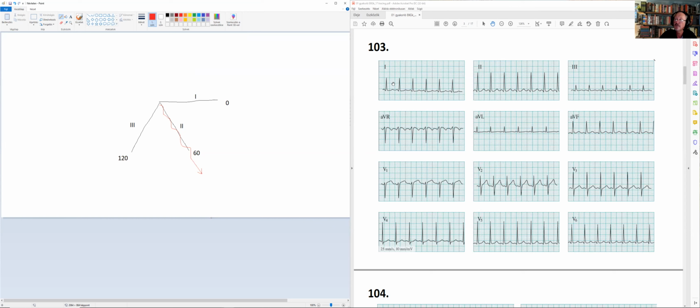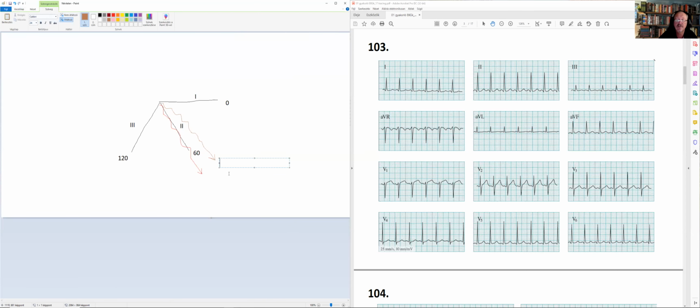However, as you see here, lead number 1 is bigger than lead number 3. What does it mean? It means that you are closer to lead number 1 than lead number 3. So the main electrical axis is placed a little bit toward lead number 1, and subtract minus 10 degrees, doesn't matter. So you can say about 50 degrees. Okay.